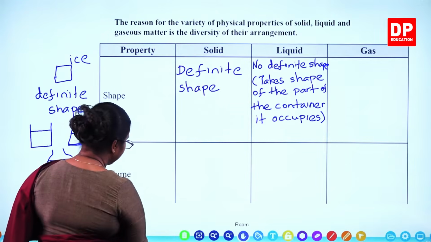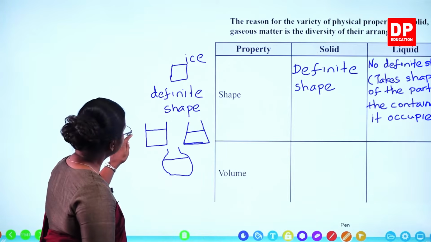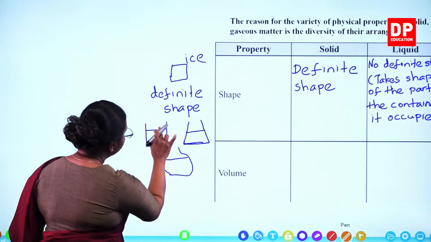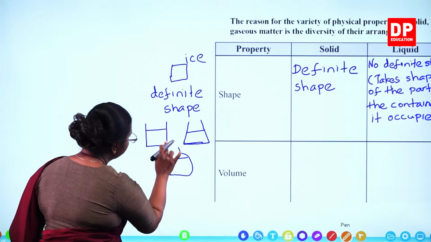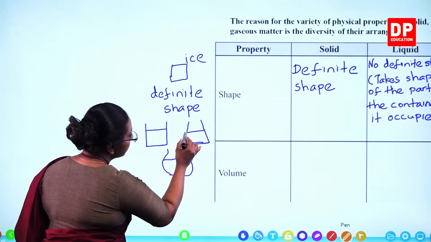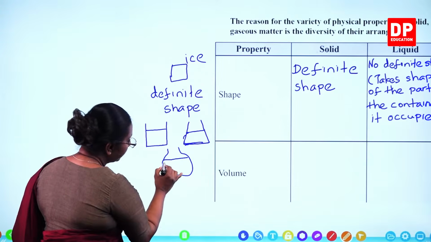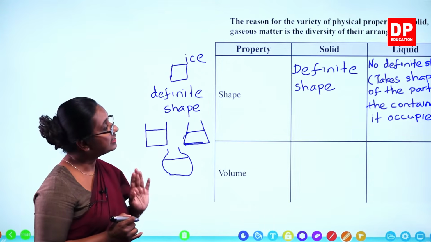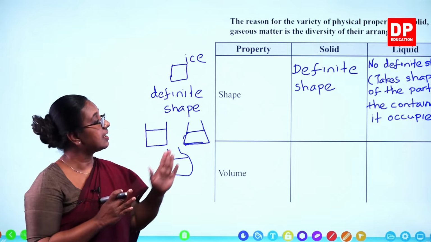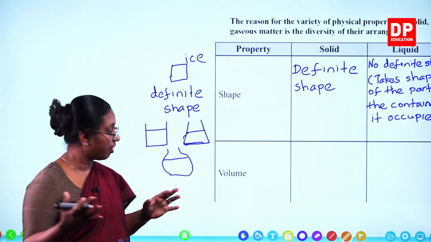So, as I explained to you all before, students, here you can see, now this is the full container, but it occupies only this space. So, the shape of that. Here you can see, like a conical flask, the shape of only this part. Here it is the shape of only this part. So, that is the meaning of having no definite shape, but it takes up the shape of the part of the container that it occupies.